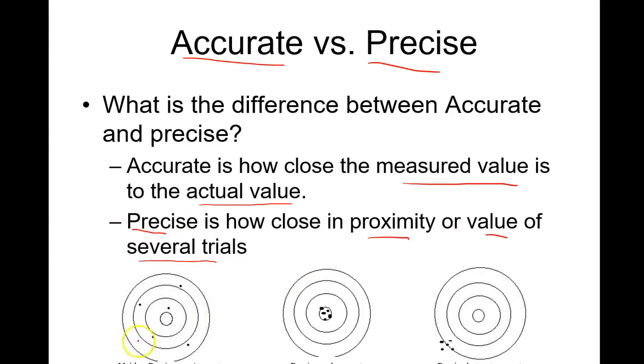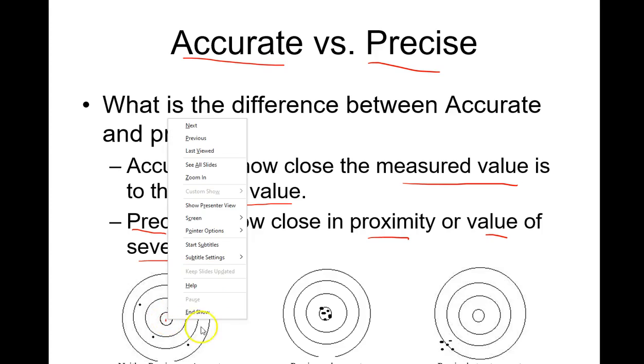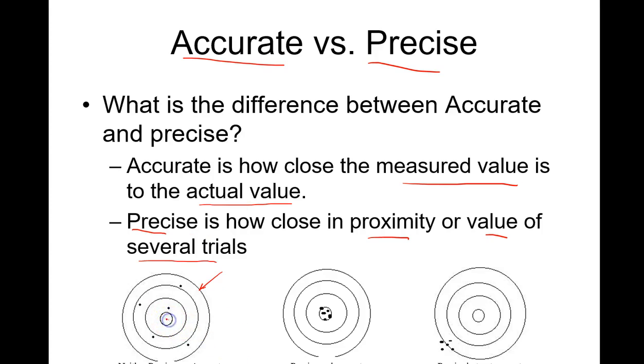So you might say that this one here is neither accurate nor precise. If we're aiming for the bullseye, we're not in the right spot. This one here is both accurate and precise. And this one is only precise, but not accurate. This one is precise and accurate. This one is neither.